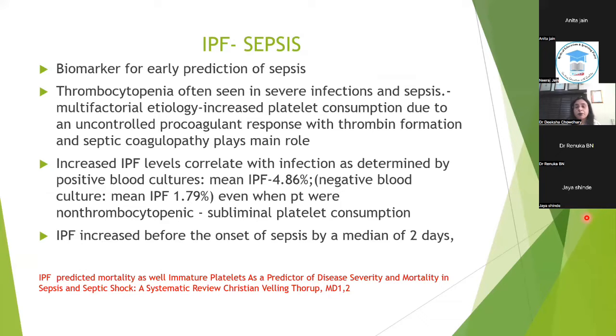IPF is also an early predictor of sepsis. Thrombocytopenia is usually seen in cases of severe infection and sepsis, and the main physiology behind this is increased platelet consumption because of the procoagulant response. Now, increased IPF levels correlate with infection as determined by positive blood cultures, even when patients were non-thrombocytopenic. So it indicated a subliminal platelet consumption. IPF increased before the onset of sepsis by a median of 2 days.